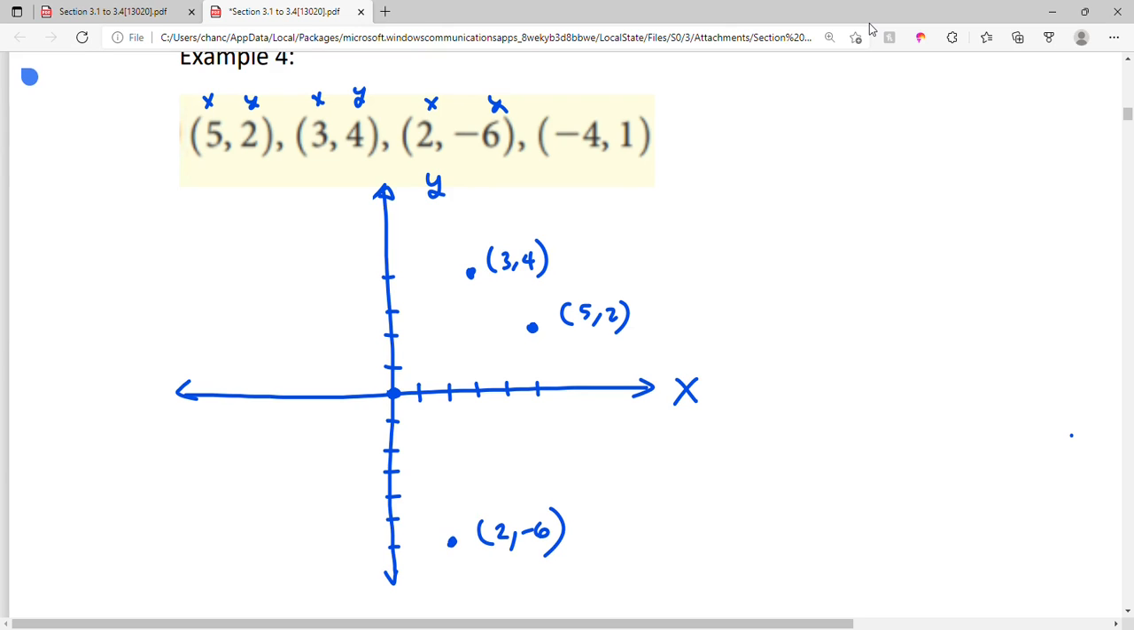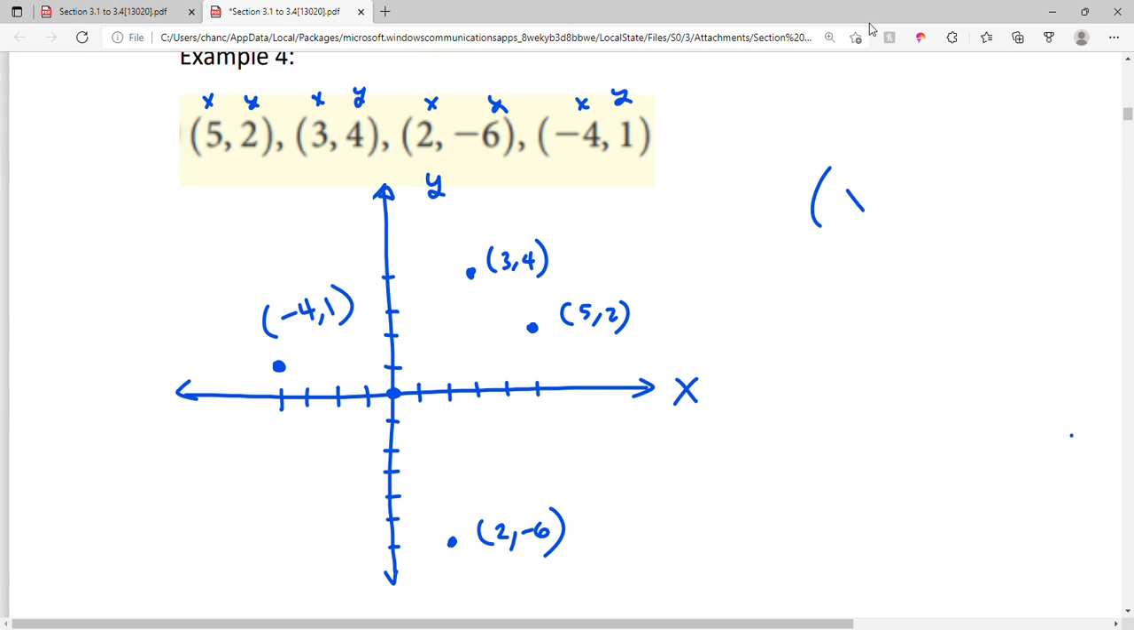For the last point, it's a negative 4, so start in the middle, the origin, and go left 4 spaces. 1, 2, 3, 4. And since the second number is positive, we're going to go up 1 unit, and this is the point (negative 4, 1).